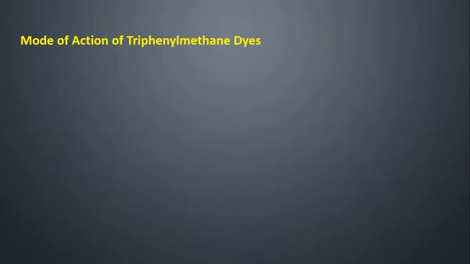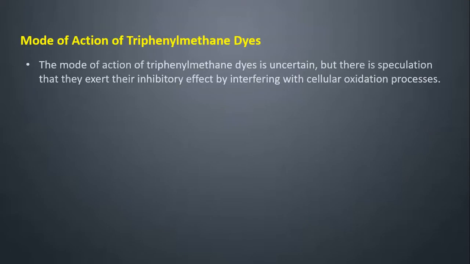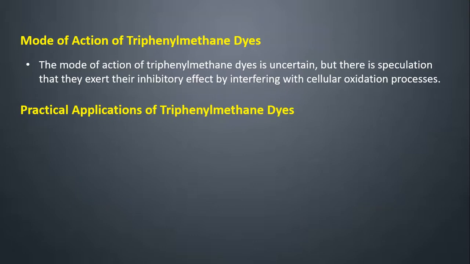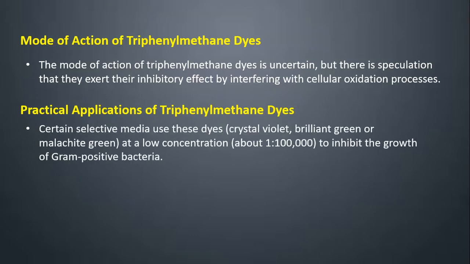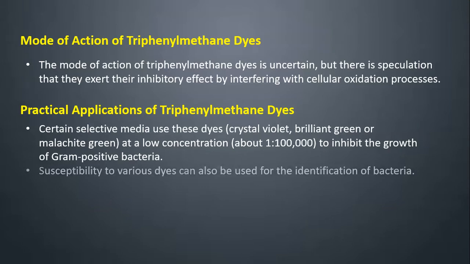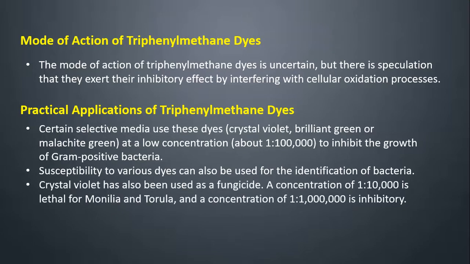Mode of action of triphenylmethane dyes. The mode of action of triphenylmethane dyes is uncertain, but there is speculation that they exert their inhibitory effect by interfering with cellular oxidation processes. Practical applications of triphenylmethane dyes. Certain selective media use these dyes, crystal violet, brilliant green or malachite green, at a low concentration to inhibit the growth of gram-positive bacteria. Susceptibility to various dyes can also be used for the identification of bacteria. Crystal violet has also been used as a fungicide.